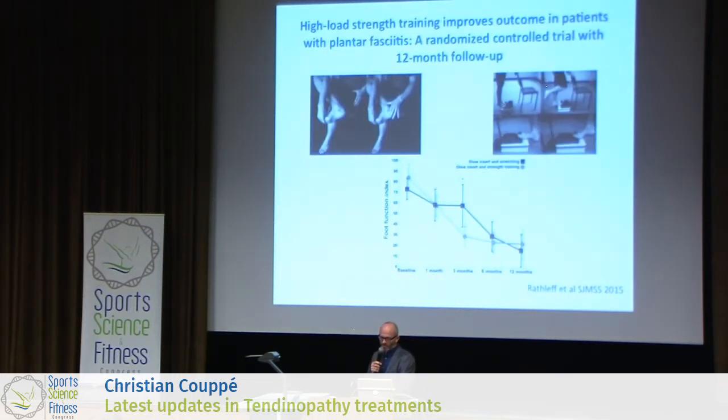So other areas of the body that have been looked into with the heavy slow resistance type of training was by Michael Ratliff, and I'm sure that we will hear much more about that tomorrow by Michael, where he actually shows that the high loading group over time could have a better effect than just doing stretching, compared to strength training. But Michael, I'm sure you will tell us much more about that study tomorrow.